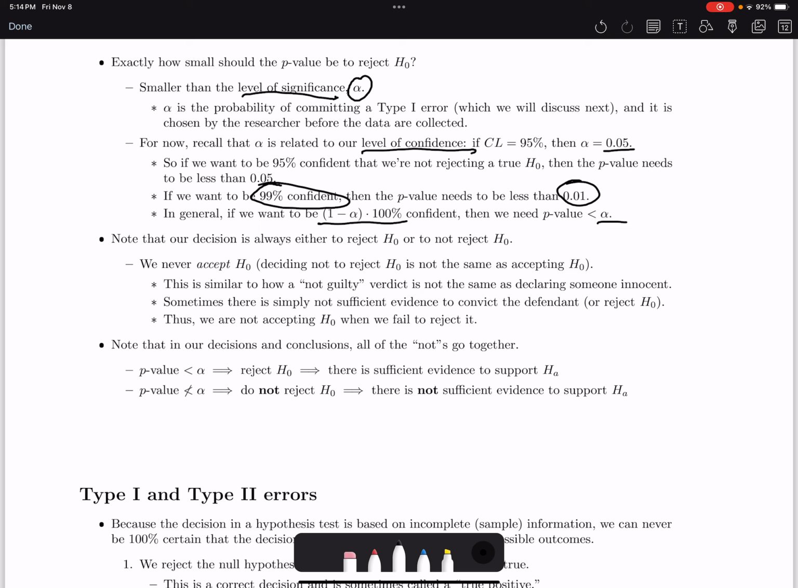We'll talk a little bit more about type 1 and type 2 errors, and then you'll get a better sense for what alpha is in the next little subsection.